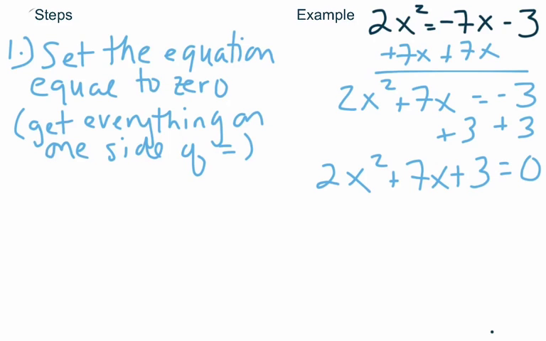Now, this is what we mean by set it equal to 0. Again, you can move everything to the left side or you can move everything to the right side, and I strongly, strongly, strongly recommend that you move it in a way that will make the A value positive. So that's what we mean by set it equal to 0. You're going to basically undo everything on one side and you'll have a 0 on one side.